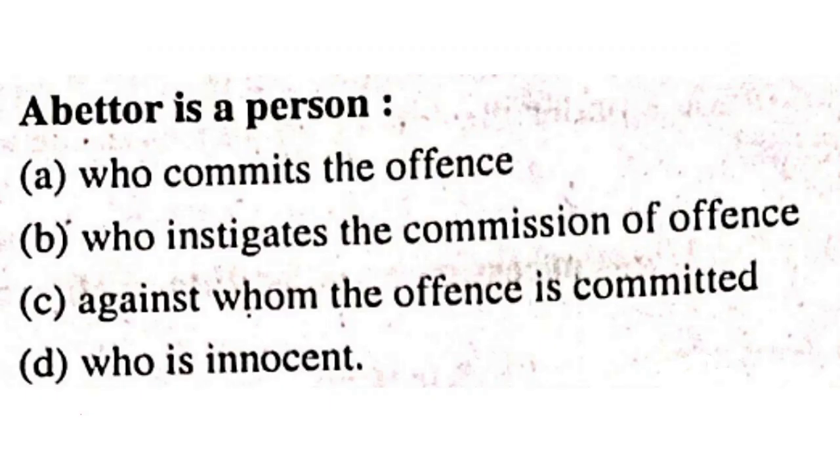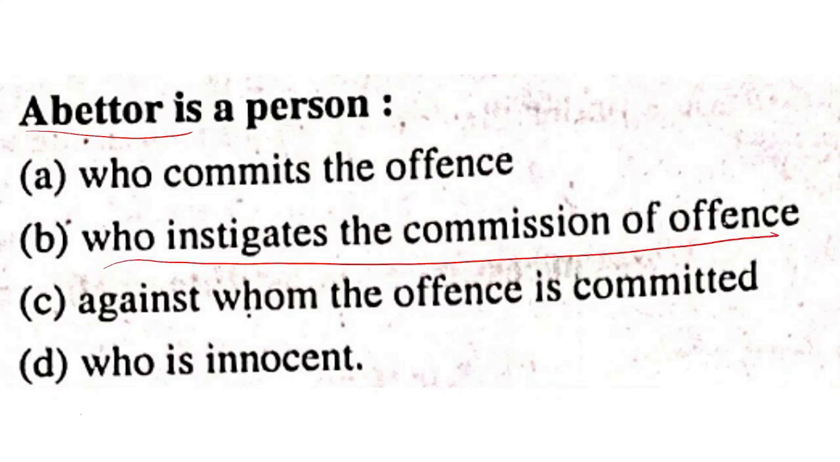Abettor is a first person who commits the offense, who instigates the commission of offense, against whom the offense is committed, or who is innocent. Abettor is a person who instigates. Abetment is defined in Section 108 of IPC, and an abettor is a person who instigates the commission of an offense. B is the correct answer.